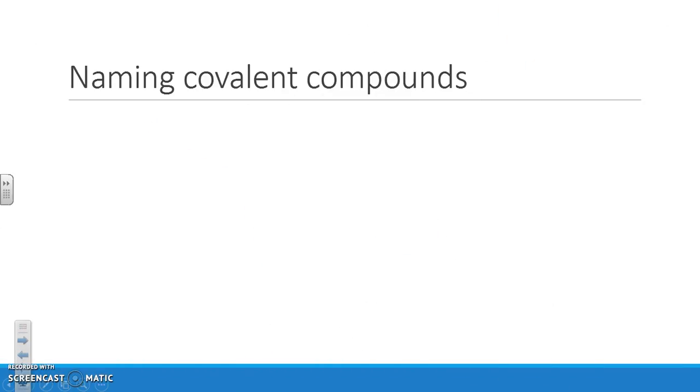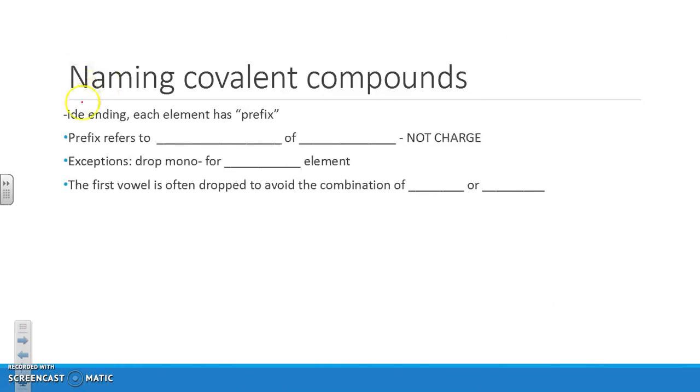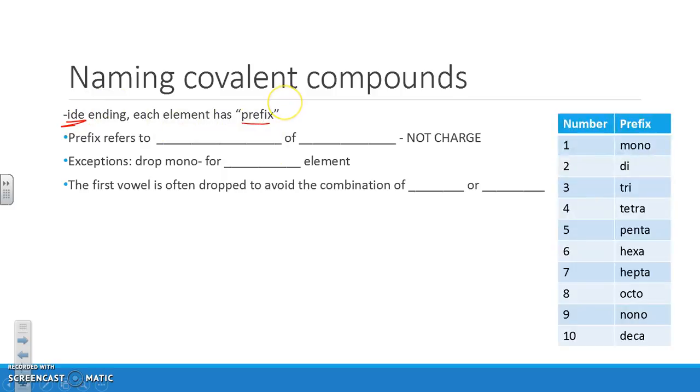All right, so how do we name these things? Well, we use the IDE ending. Remember, we're still changing to IDE, but each element has a prefix. What do you mean by a prefix, Mr. Ark? Here you go. You can have 1 mono, 2 di, 3 tri, 4 tetra, 5 penta, 6 hexa, and so on. The only one that seems to confuse everybody the most is this one. I'm not sure why. That's all right, just memorize it.